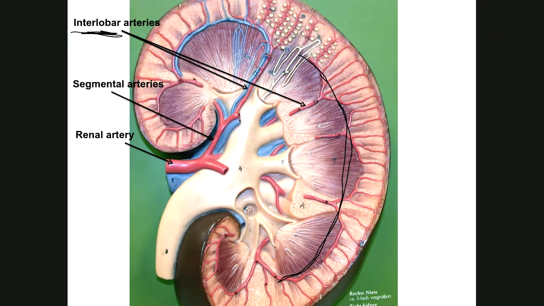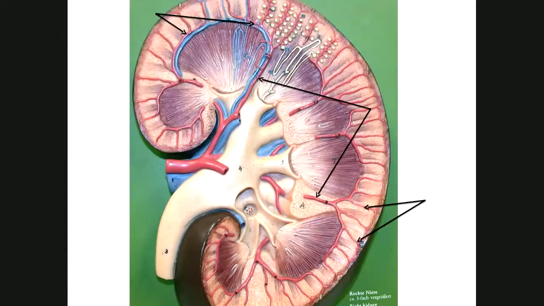Well, now look what happens to the artery. The artery splits again, and it makes a curve in each direction. So in other words, it's going to split, and part of it's going to go this way, and part of it's going to go this way. And look what it looks like. It looks like sort of an arc. An arc. So these arteries are called arcuate because they look like arcs.